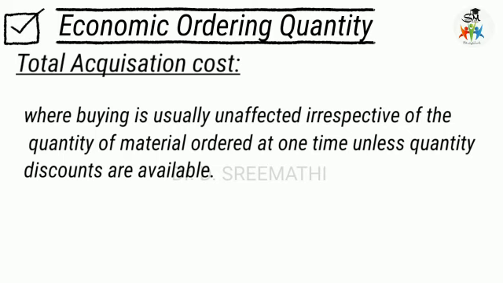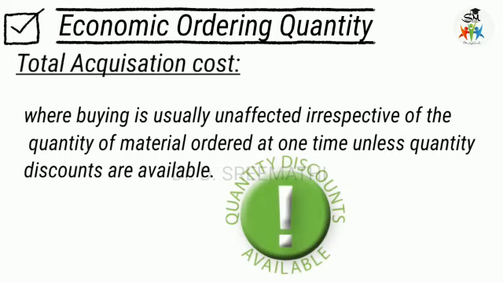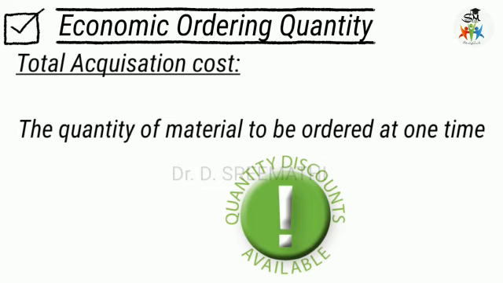Under each alternative, if no quantity discounts are available, then the acquisition cost of material remains the same, so we say it is irrelevant and is often excluded while deciding the quantity of a material to be ordered at one time. The costs to be taken are those of ordering cost or carrying cost.